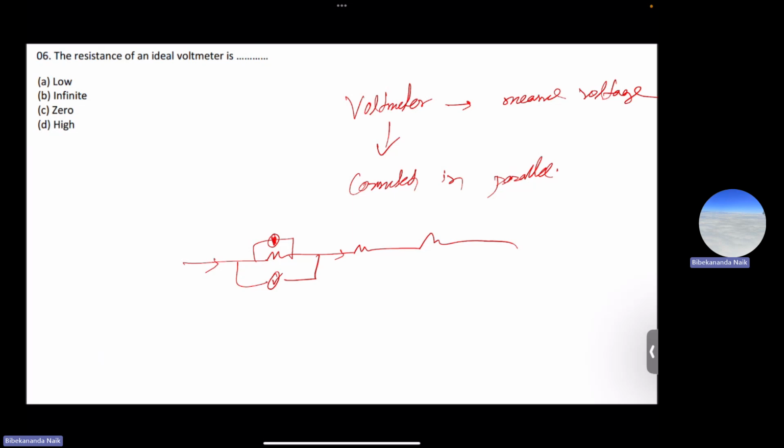So for an ideal voltmeter, its resistance is infinite. Suppose current I is flowing, so all current I will flow through this, and current 0 will flow through this. So it will not perturb the circuit, and it can measure the value accurately. So that's why a voltmeter has very high resistance, and for an ideal voltmeter the resistance is infinite. I hope this is clear.